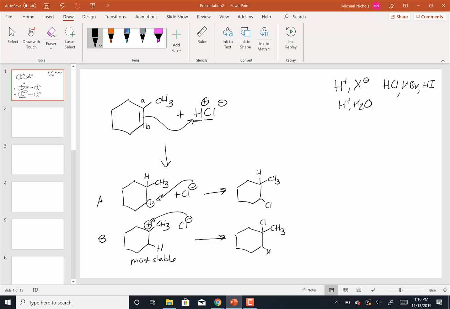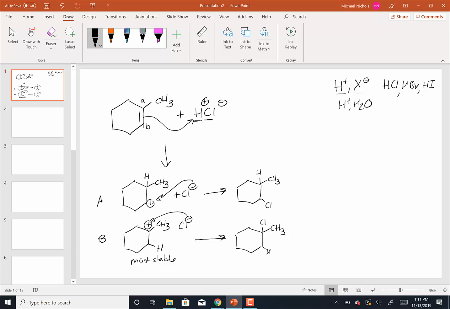So whenever we do an addition reaction to a double bond, which is what we're going to be doing for at least the next week or so, probably up till Thanksgiving and after, you always have to know, what am I adding to the double bond? What 2 groups am I adding? And in this case, it's H and it's X.